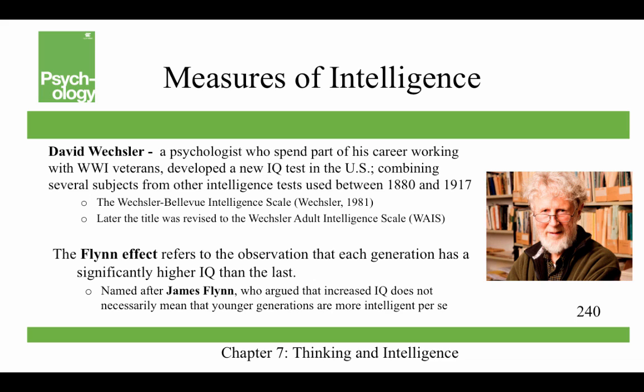The Flynn effect refers to the observation that each generation has a significantly higher IQ than the last generation. And this is named after James Flynn, who's pictured to the right. And he argued that increased IQ scores don't necessarily mean that younger generations are more intelligent per se. This is a very interesting finding, though, because it's thought that education teaches people how to think abstractly. And scores have improved even on non-math and vocabulary tests.